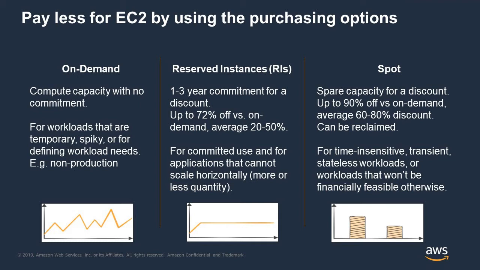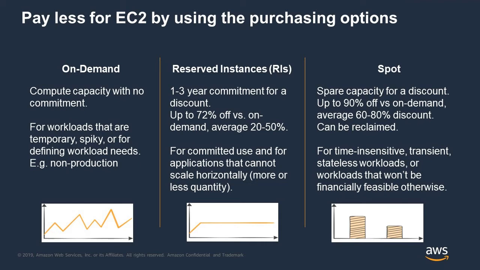Firstly, we have on-demand, which is compute capacity without any commitment. On-demand is more suitable for workloads that are temporary, spiky, or for defining workload needs, for example, non-production. Second, we have reserved instances. They're a 1-year or 3-year commitment for a discount, and they provide up to 72% off versus on-demand, averaging about 20 to 50% off. They're most suitable for committed use and for applications that cannot scale horizontally, which means adding more or fewer instances to meet the workload need.